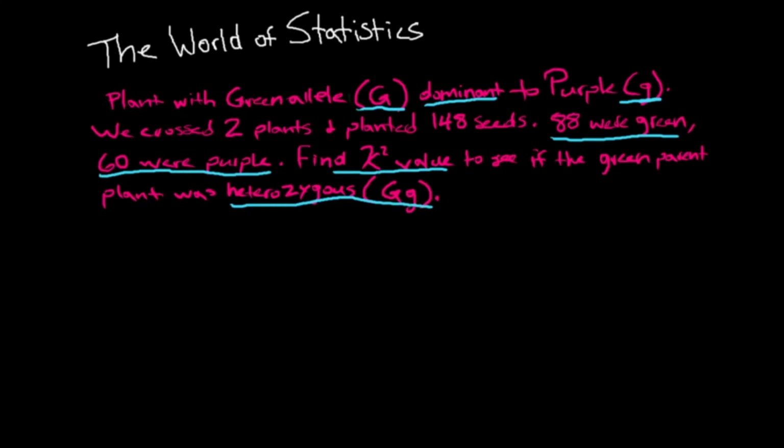So what do we know? We know that a parent plant can be GG, or it could also be capital G, lowercase g. In both cases, this is going to produce a green plant because we know that green is dominant. The only option for purple would be lowercase g, lowercase g. When I'm doing chi-squared practice problems, I try to write down the information that I'm given, and also any other relevant information within the question, such as anything involving the numbers, so that we have a clear understanding of what we're looking at.